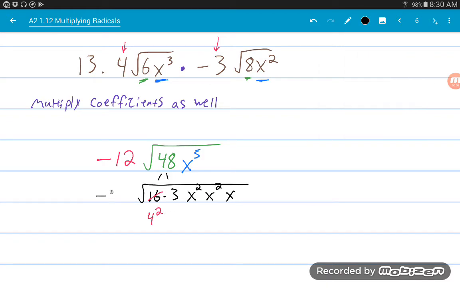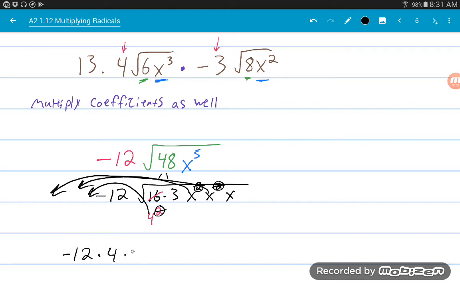And now we can do a lot of simplifying, bring a bunch of things out. So who can come out? He can, and he can. So cross out all those exponents, all those invitations. And the 4 gets to come out, and the x gets to come out, and the other x gets to come out. So in the end, I've got negative 12, 4, x, and x on the outside. Underneath, I've got the 3, and this x over here.